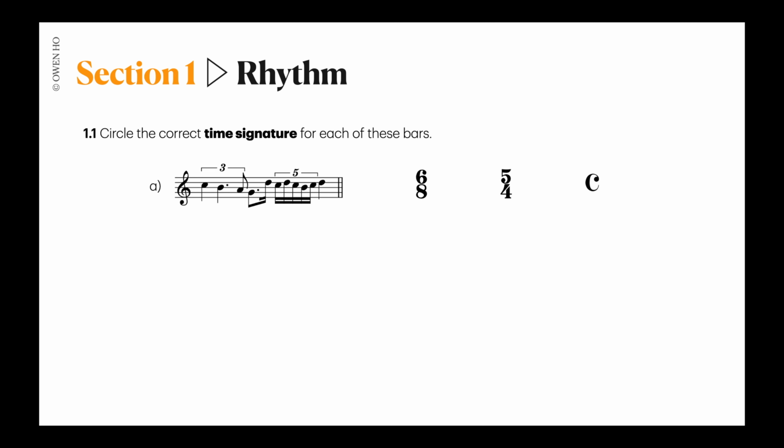Section 1 is all about rhythm. In the exam, question 1.1 looks like this. Circle the correct time signature for each of these bars. And you'll be given 3 multiple choice questions.